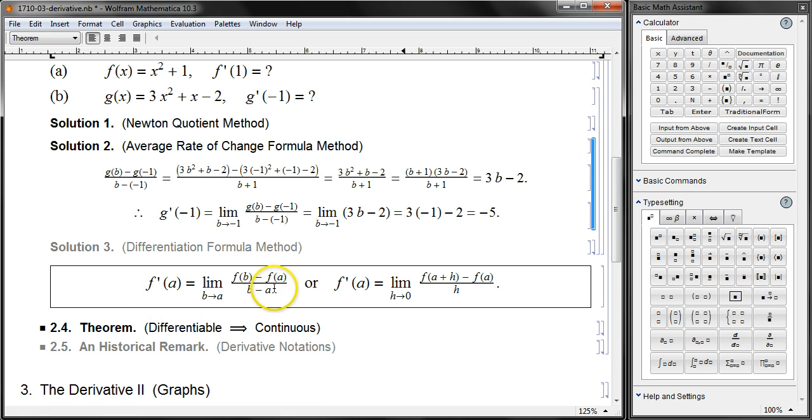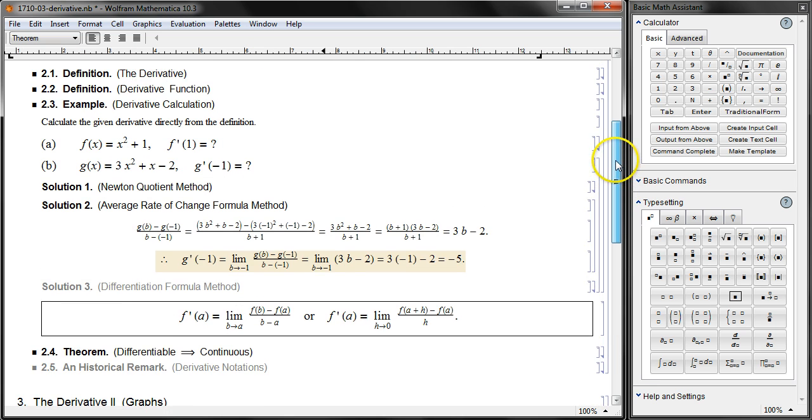Equivalently, put everything into this. Plug in b, plug in -1, and then break up all the parentheses and simplify. We get this quadratic in the numerator. Simplify, we get something like this. And further, we get 3 minus b, like this. And then take the limit. b is going to -1, so we end up with -5, the same answer as before.